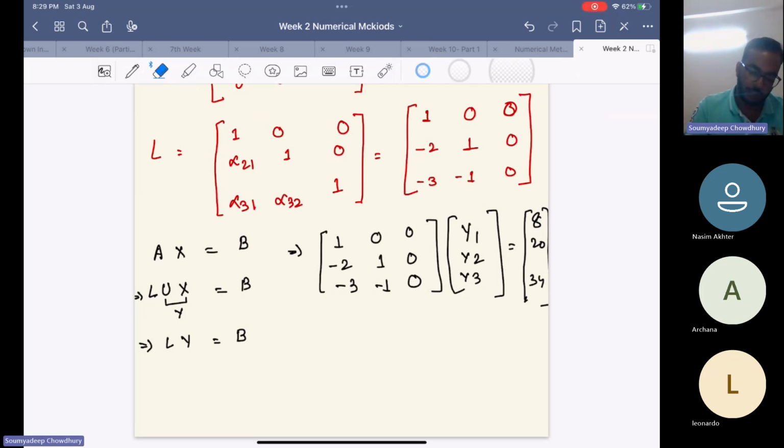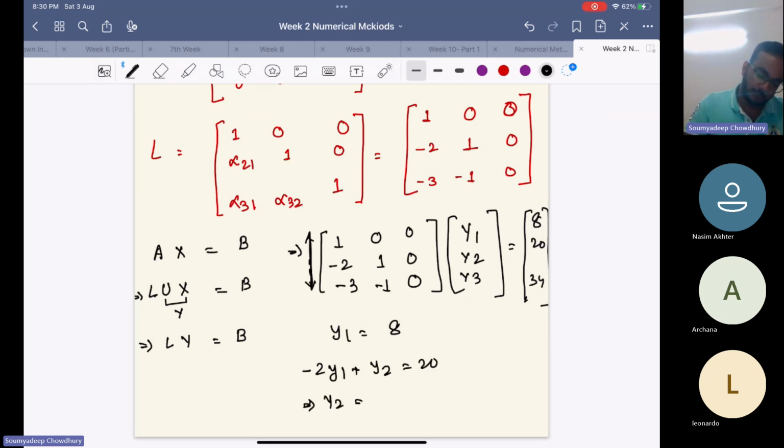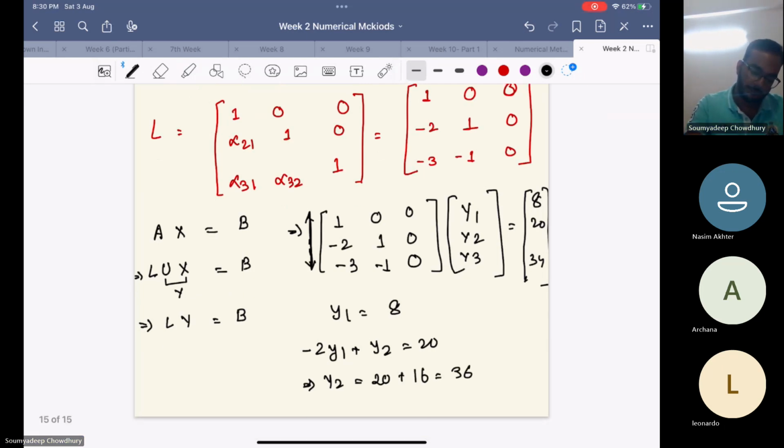one thing here, we can use the lower triangular matrix property. In upper triangular, we were doing back substitution, that is, going from bottom to top. But here we will go in the opposite direction, from top to bottom. So what is the first thing? 1 0 0, so we will get Y1 equal to 8. Then we will get minus 2Y1 plus Y2 equal to 20. So what is Y2 from here? 20 plus 16, right? So it is 36.